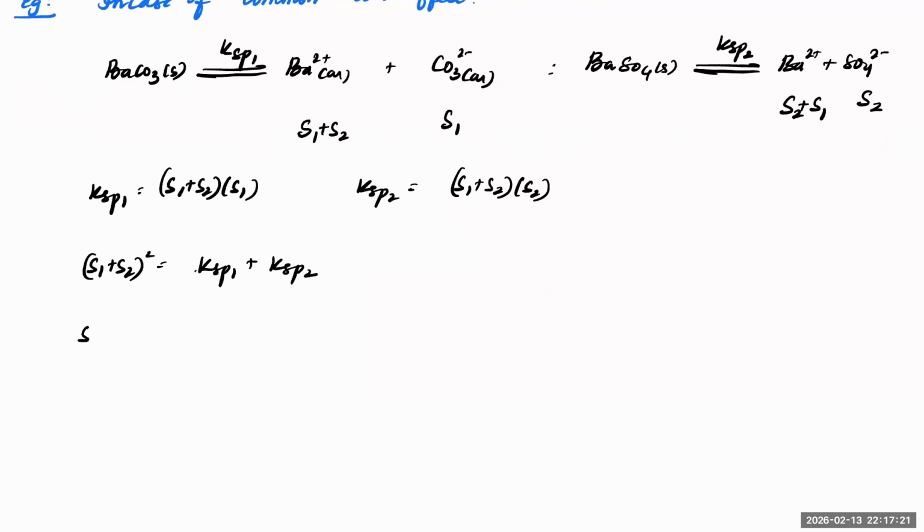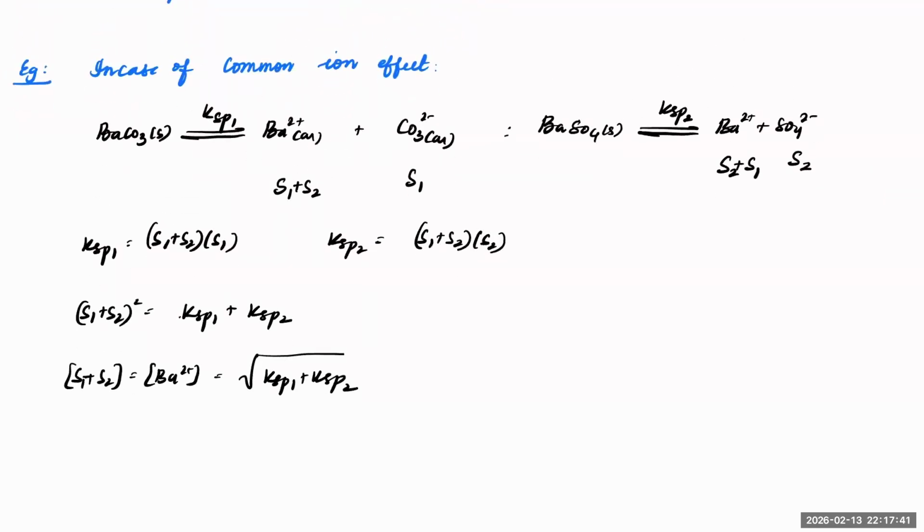So from here I can get S1 plus S2, which is also equal to the Ba2+ concentration, equal to the square root of Ksp1 plus Ksp2. That's how we can figure out. After this, you can calculate the solubility S1 also and S2 also. But this is a common approach for how you will do this.